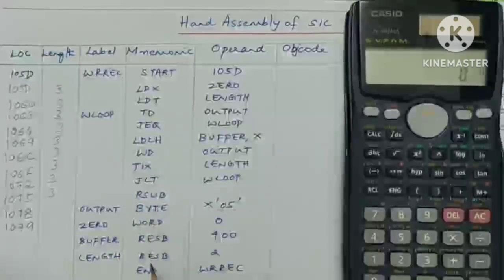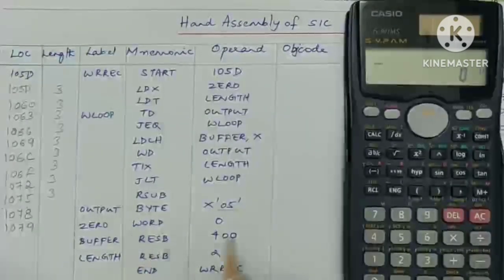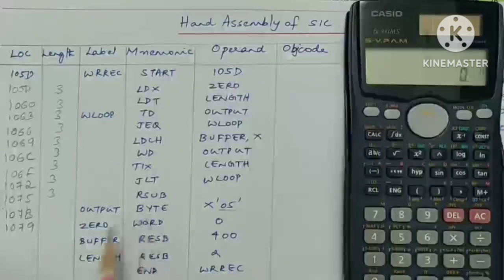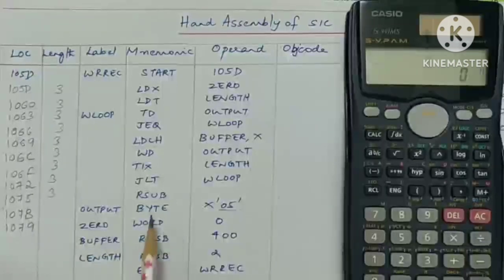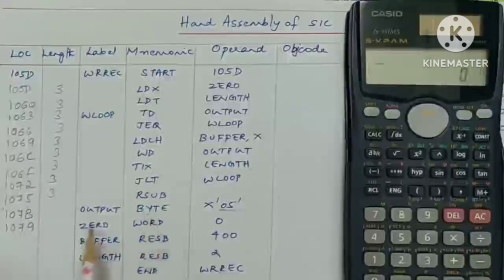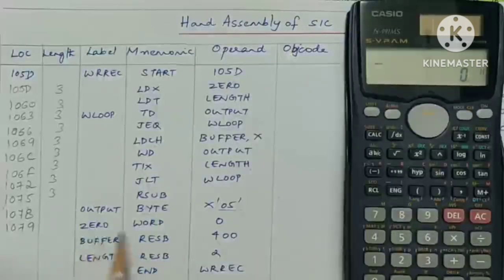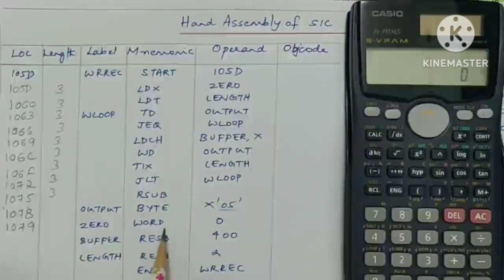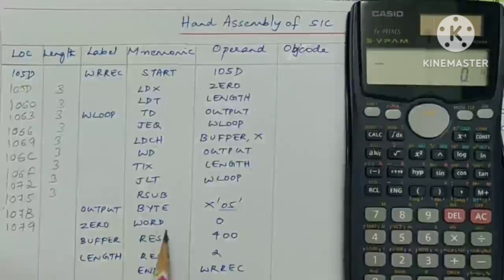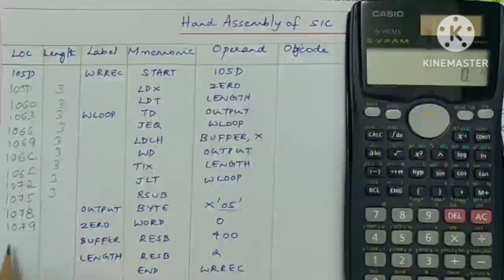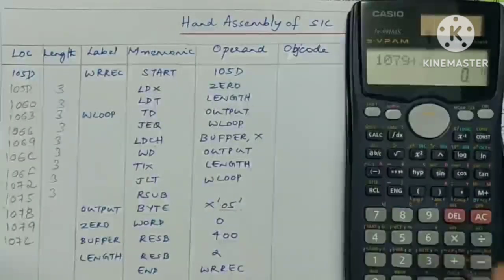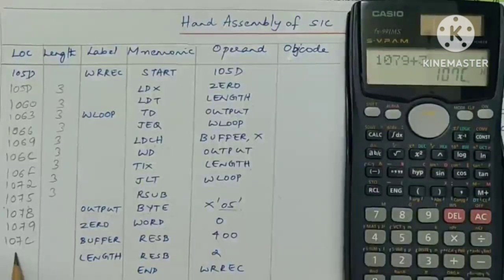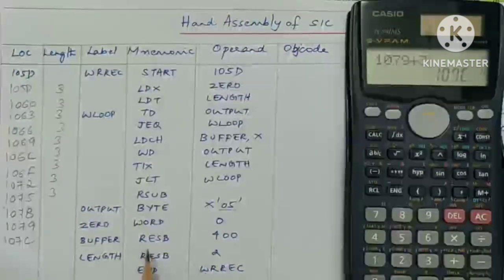So please remember that the assembler directives are pseudo instructions. It is not getting converted to object code, and the instruction as such is not getting stored. The declaration, whatever variable you are declaring, that variable gets stored in the location. So again, for this next instruction, it's a word, right? Word is 3 bytes. If you add 1079 with 3, you will get 107C. So you can verify that 1079, if you add it with 3, you will get 107C, right?